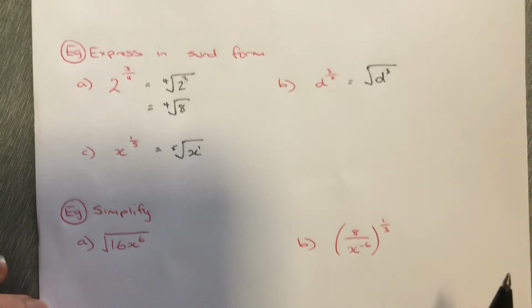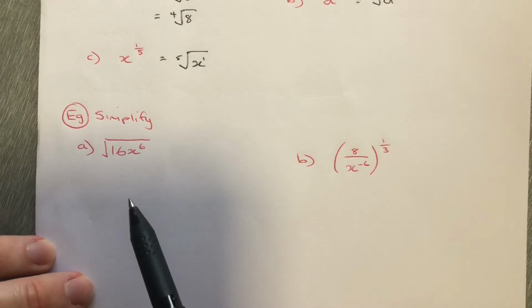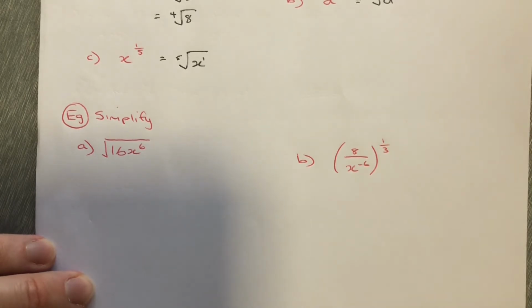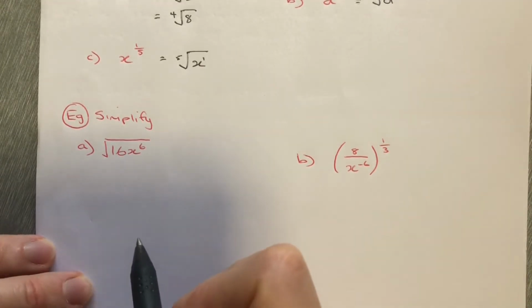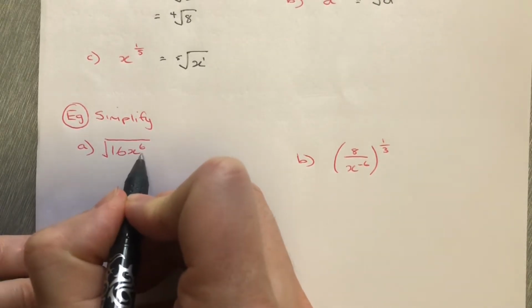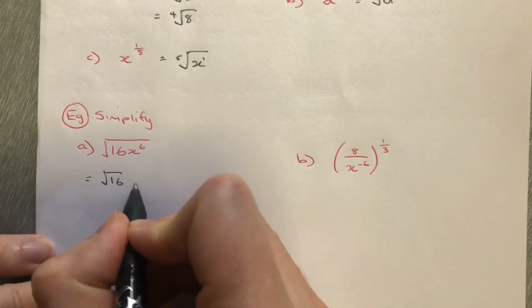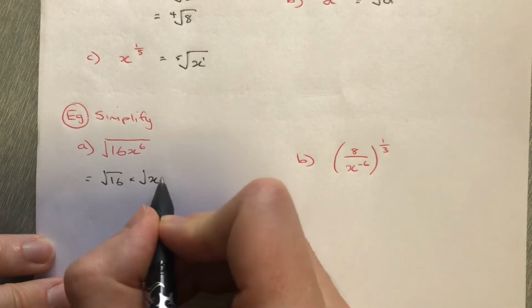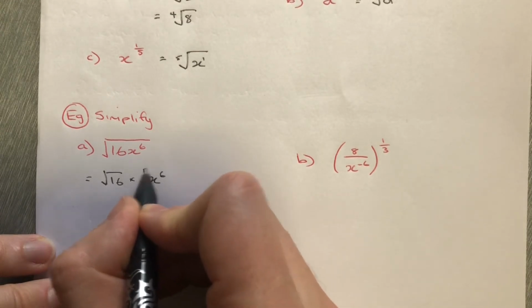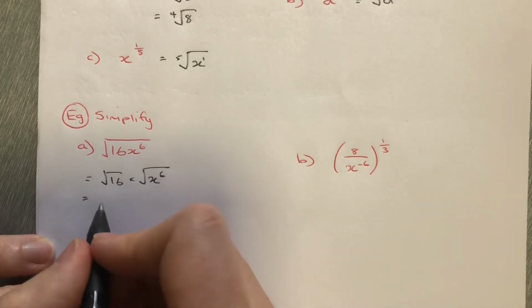Okay. Alright, so last couple. It's asking us to simplify. Okay, so this is going to require some of the stuff that we've done in previous lessons. Alright, so we've got a square root over the top of the whole thing here. Remember, we can sort of break this up because it's 16 times x to the power of 6. We could write this as the square root of 16 times the square root of x to the power of 6. Okay, now hopefully we know the square root of 16 is 4.